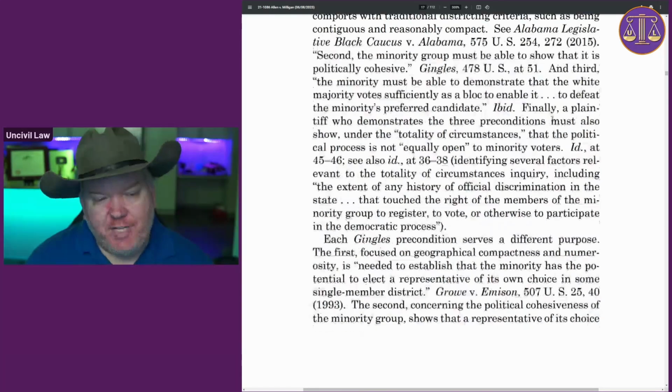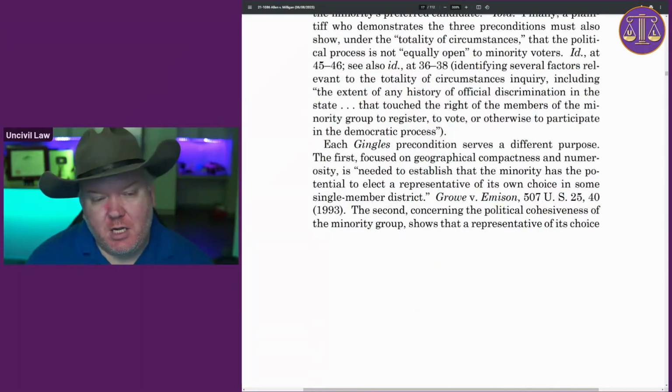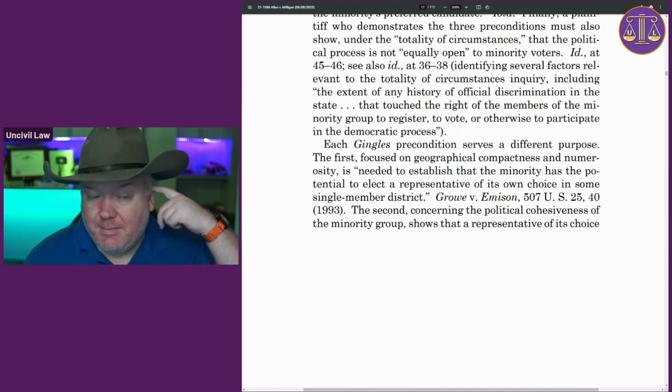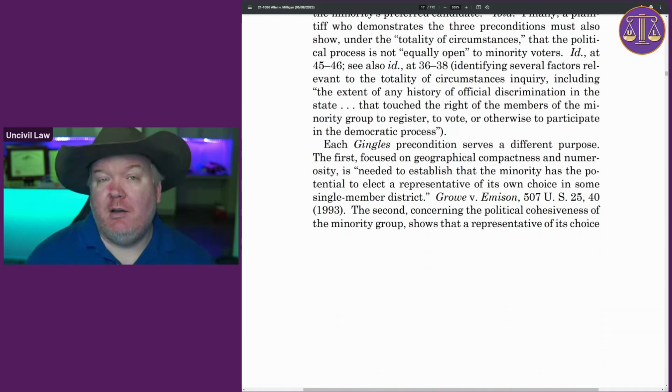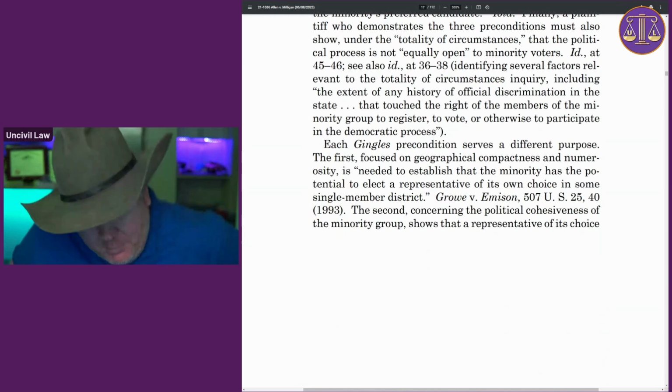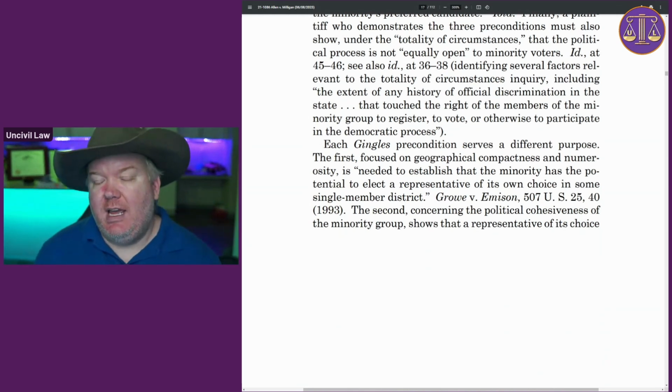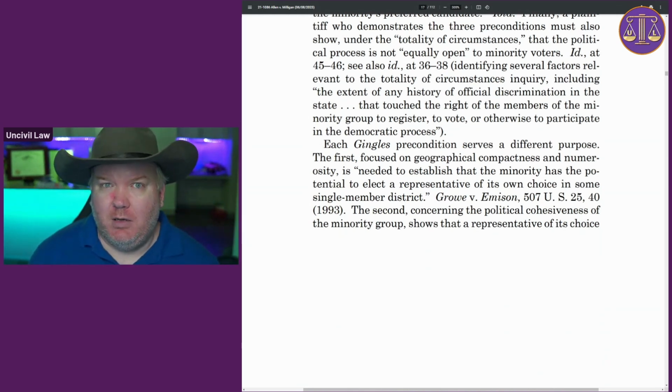Each of these preconditions serves a different purpose. The first, focused on geographic compactness and numerosity, is needed to establish the minority has the potential to elect a representative of its own choice in some single member district. So step 1, they need to exist within the state in such a way that it is at least theoretically possible to draw lines to include them, because otherwise this whole discussion is pointless.